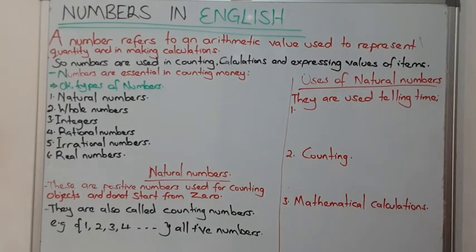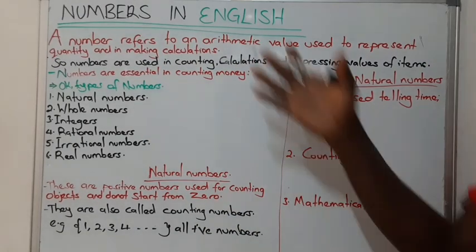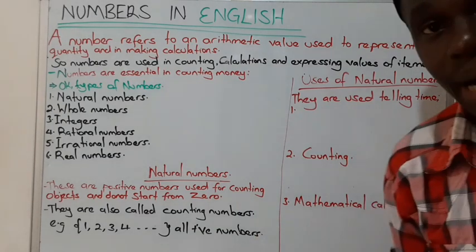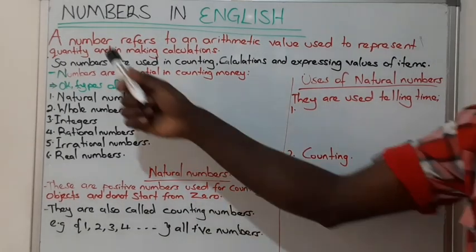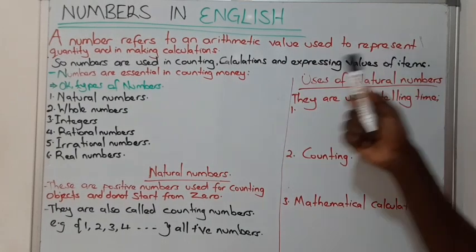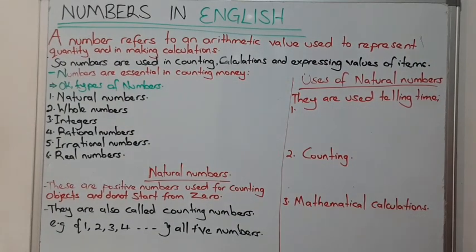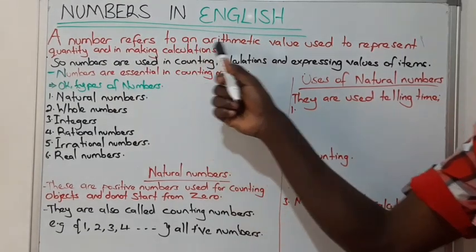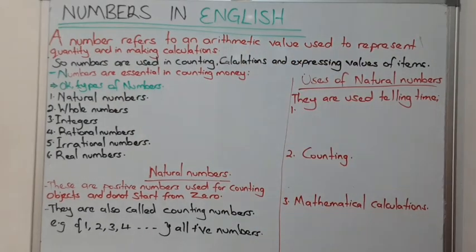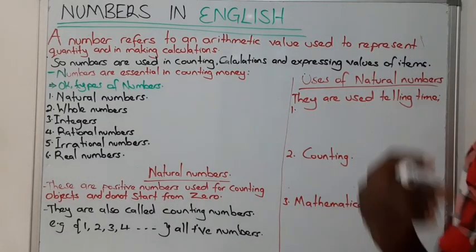In today's video, we're going to look at numbers in the English language. What is a number? A number refers to an arithmetic value used to represent quantity and in making calculations. What do I mean by arithmetic? Arithmetic: something represented as a figure.